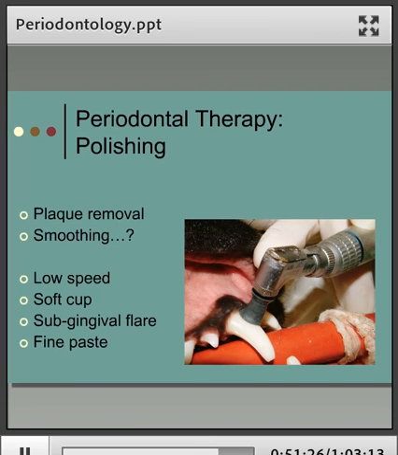What it does, though, is when you scale, you'll leave microscopic bits of calculus behind. Now, the idea of the polishing is both to break up the biofilm and to just whisk off those final little bits of calculus.